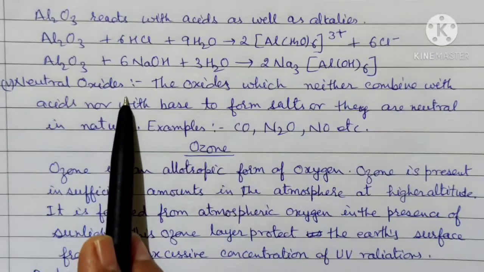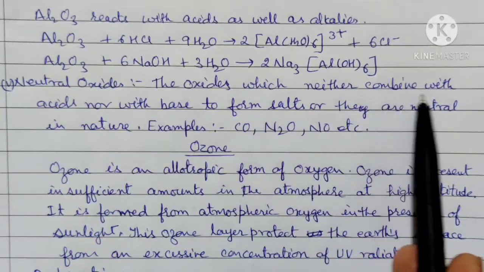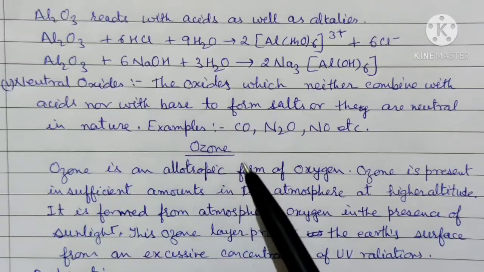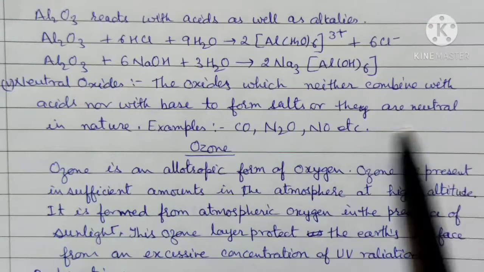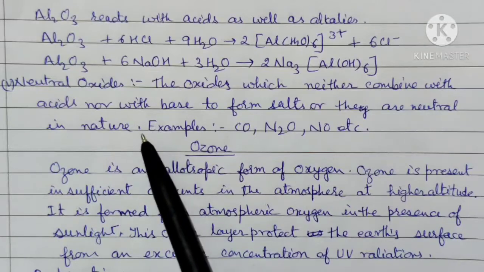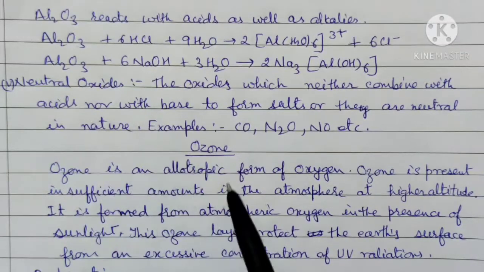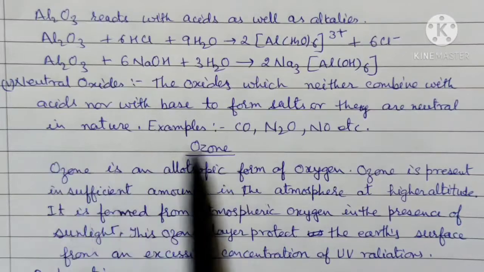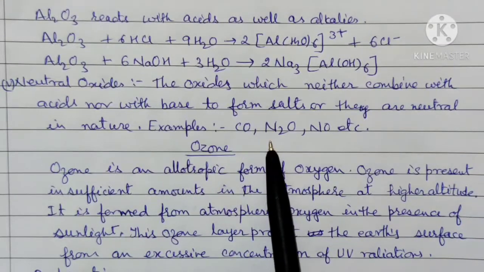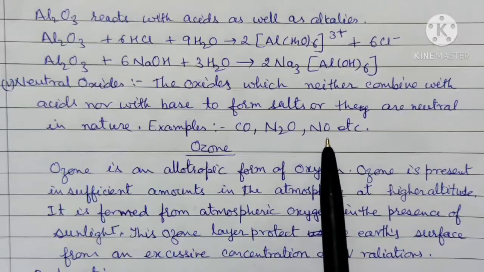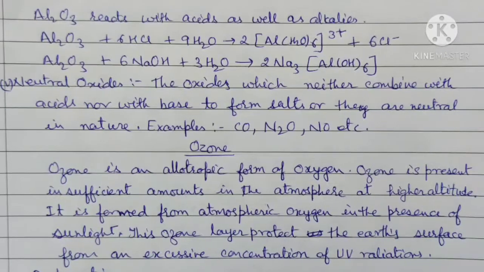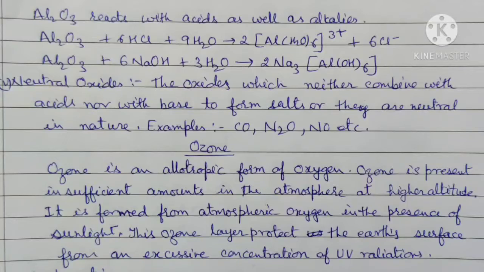Now next is the neutral oxide. The oxides which neither combine with acid nor with base to form salt, or which are neutral in nature, are called neutral oxides. For example, carbon monoxide is a neutral oxide, and nitrous oxide and nitric oxide are also neutral oxides. They do not react with acid or base, and that's why they are called neutral oxides.